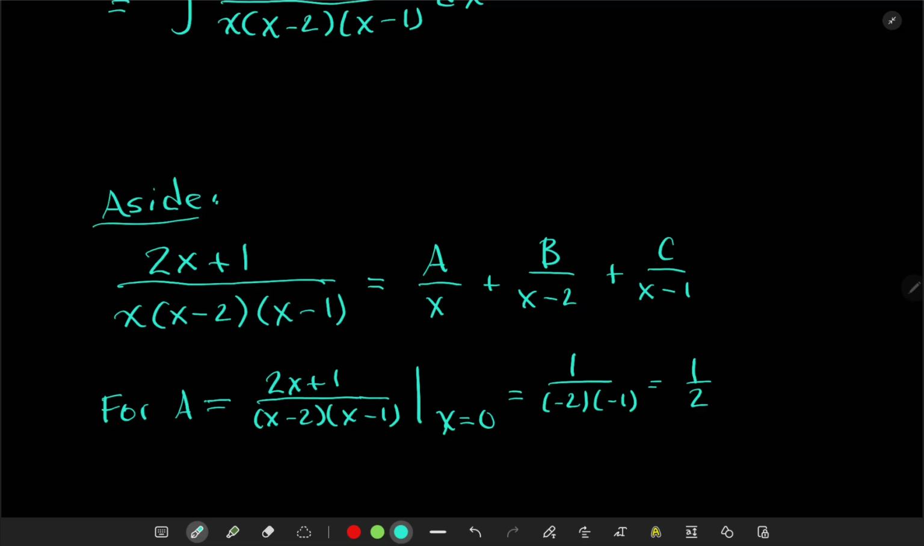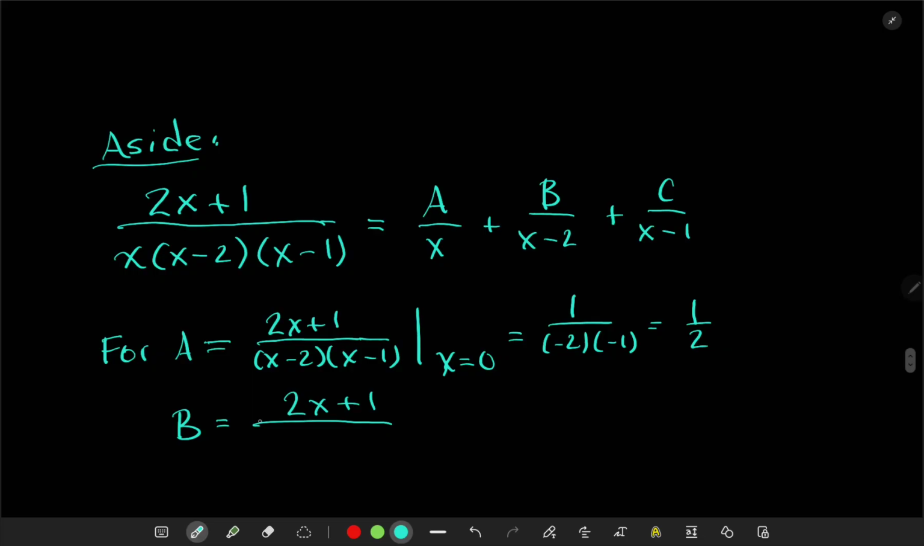So you see, it's a lot easier. Now for b, I'm going to look at what is dividing b. It's this x minus 2, and I'm going to copy the whole expression without that x minus 2. That's equivalent to multiplying everything times x minus 2 and then evaluating at x equals 2. So I'm going to write the expression that I have on the left hand side, ignoring the x minus 2 term: x times x minus 1, and I evaluate at x equals 2, the one that gives the 0 on the term that I ignored.